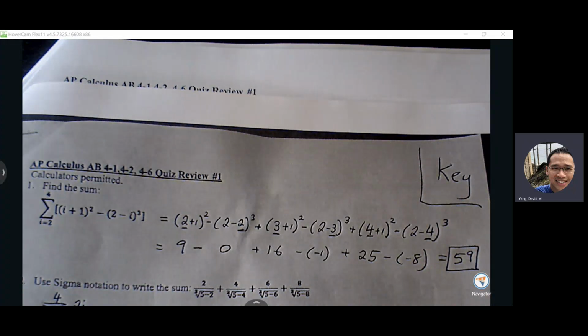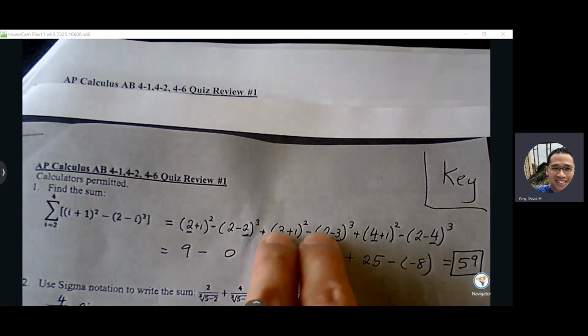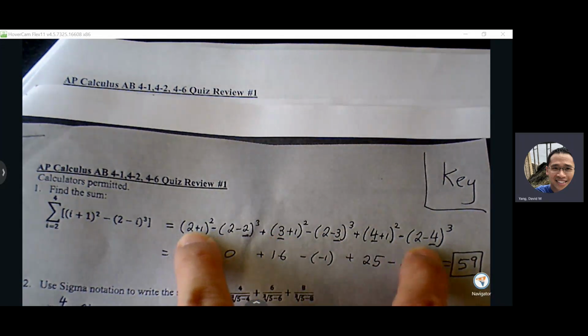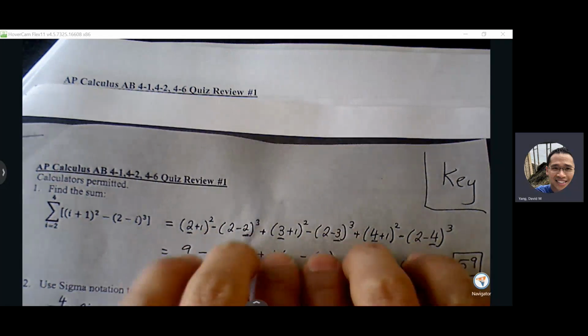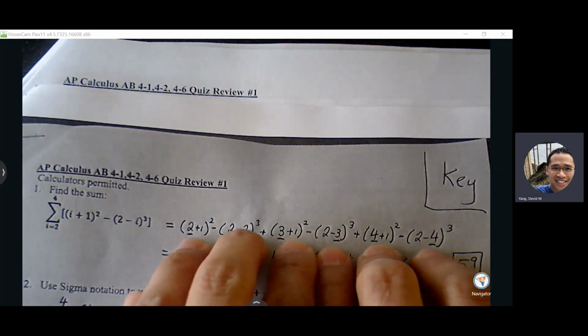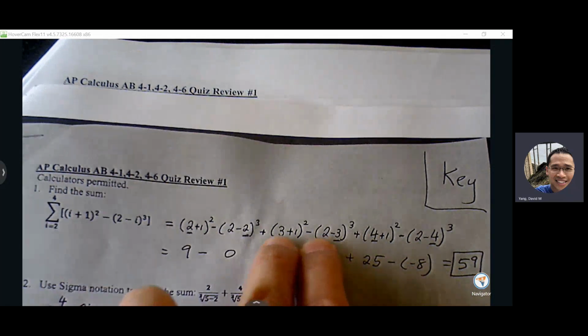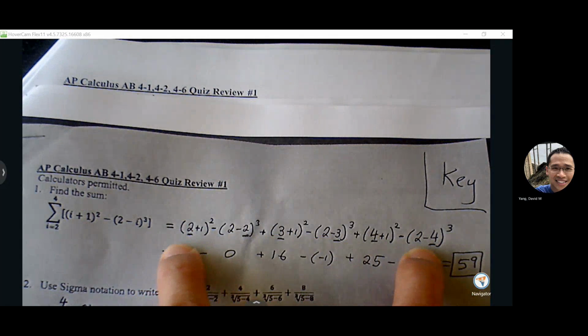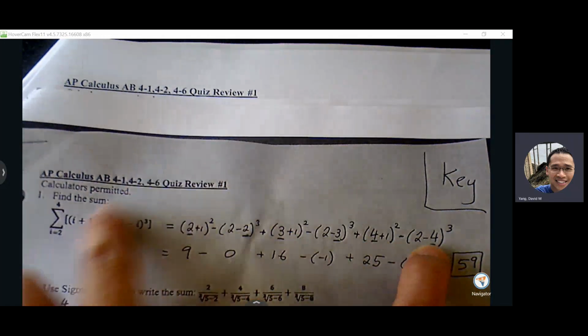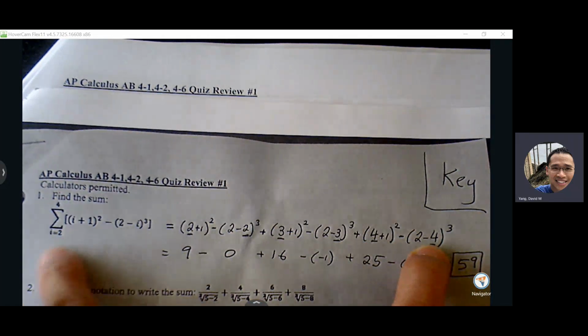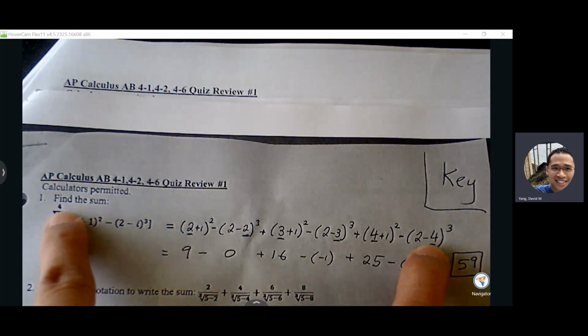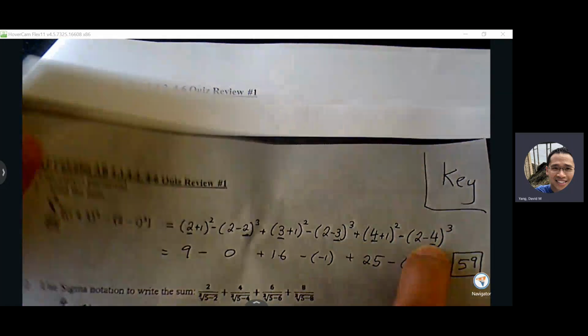Right. Now, number 2 is going the other direction, where I give you a bunch of terms added together and ask you to create a rule that will represent that sum. Okay, so we're basically starting here and trying to create a rule with an i value and an upper bound and an expression.